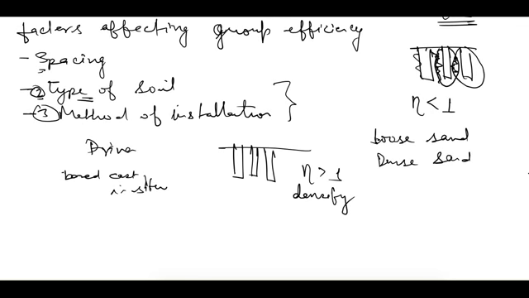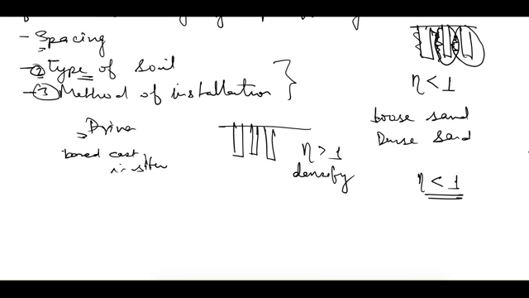Whereas if it is a dense sand and we are again using the driven method, and if the spacing is less, then the sand will dilate and this efficiency will go less than 1. And if the spacing is sufficient in the soil, then we can say eta is equal to 1.